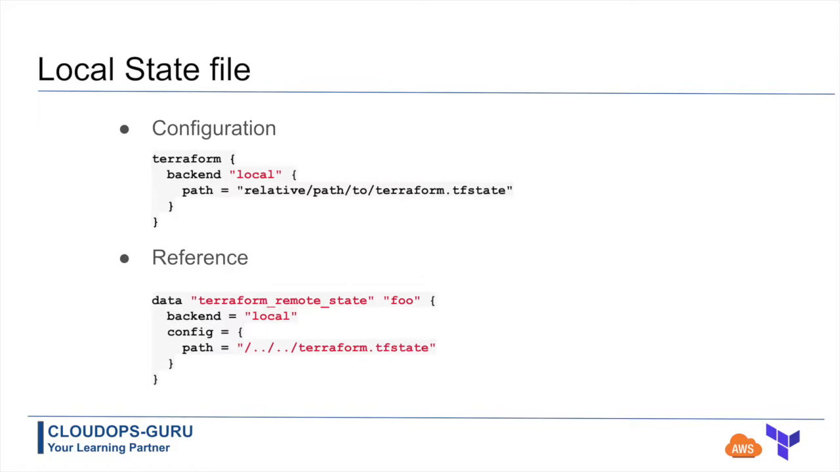In Terraform, we usually describe the state file information using a backend property. In the backend property, we describe two sections. One is the configuration to store the state file, and the second part is the reference, which is used to fetch the data from a specific state file.